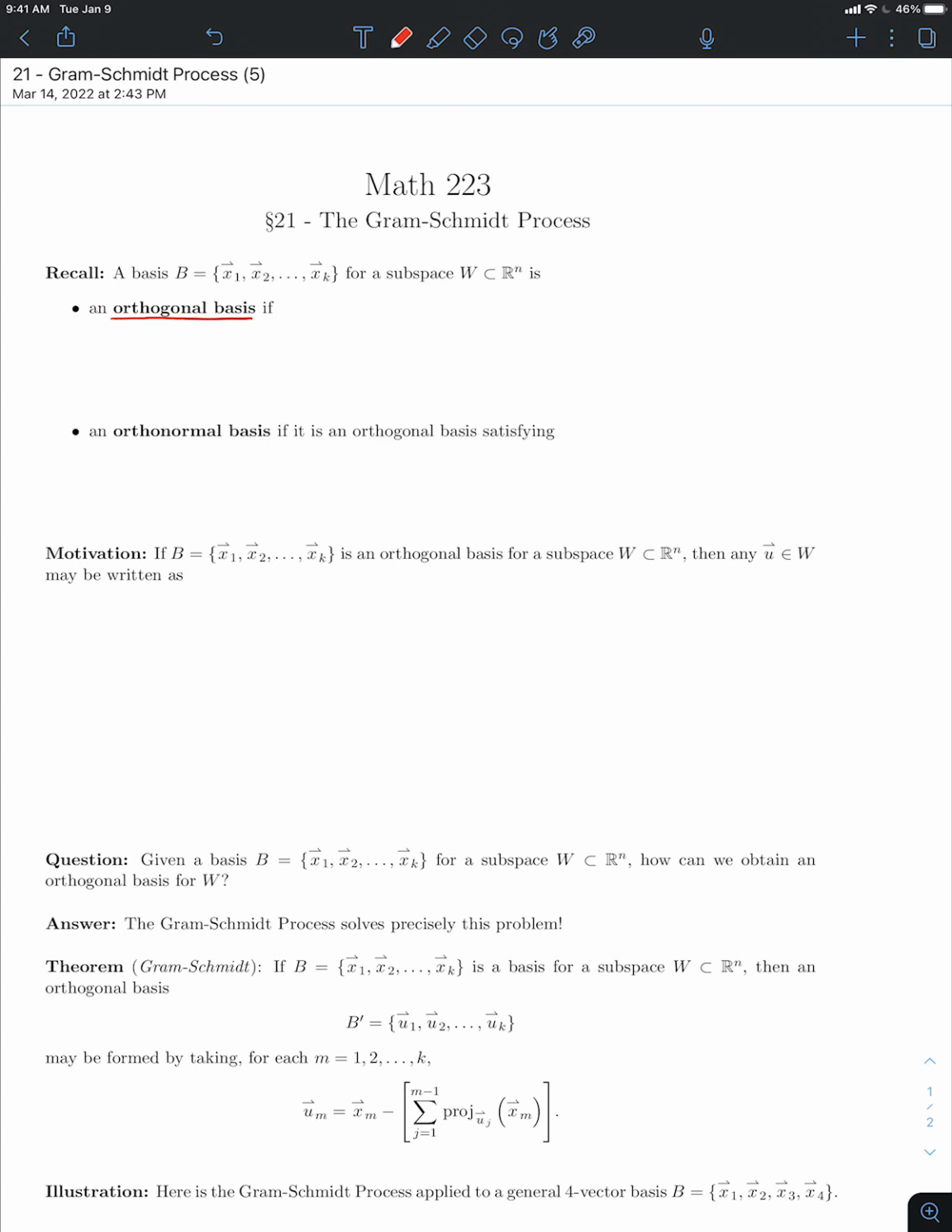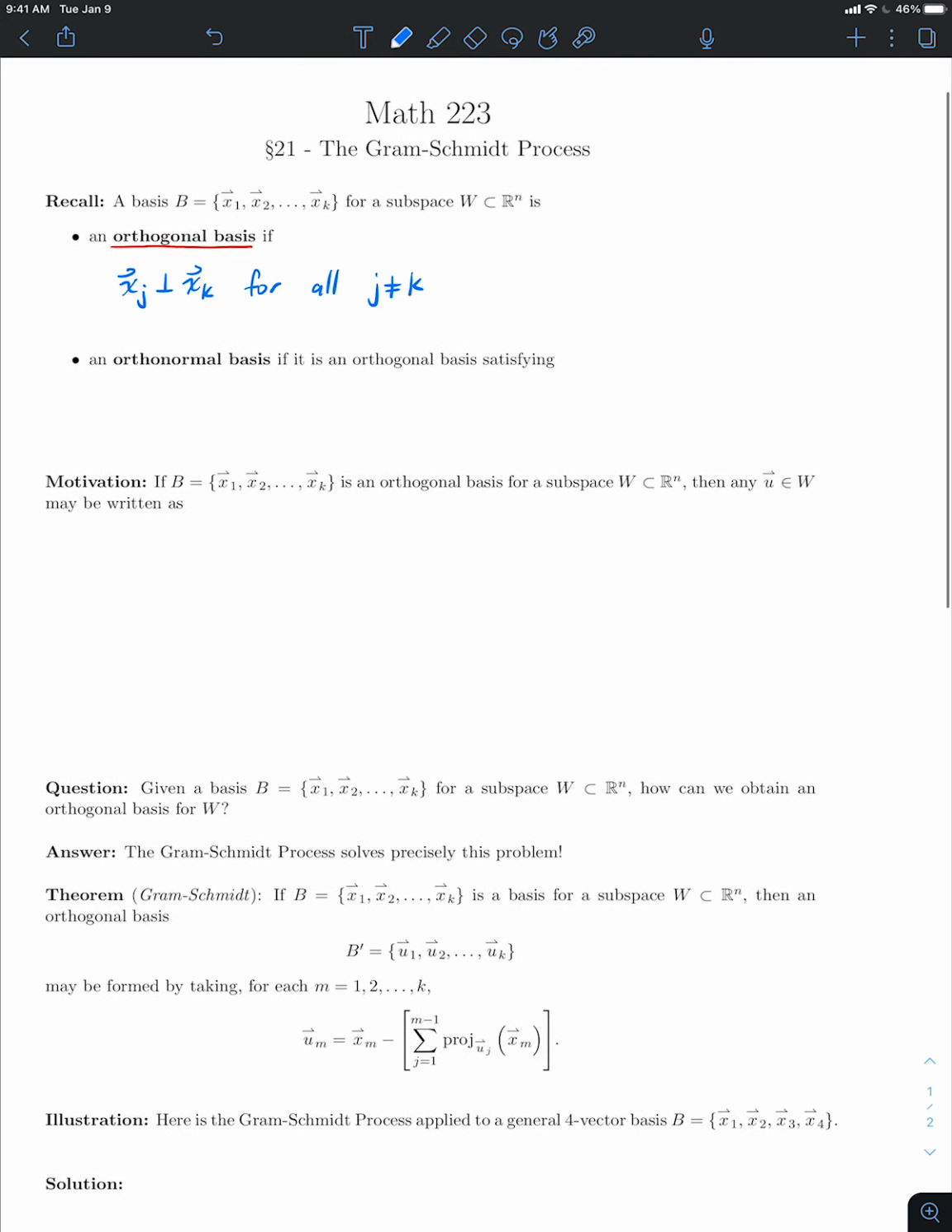So if you have a basis B for subspace W of Rn, a basis is orthogonal if each of the vectors is orthogonal to each of the other vectors, right? So xj is orthogonal to xk, and that's got to be true whenever j and k are not the same. That's how you can express this mathematically, that all those vectors have to be orthogonal to all of the other vectors.